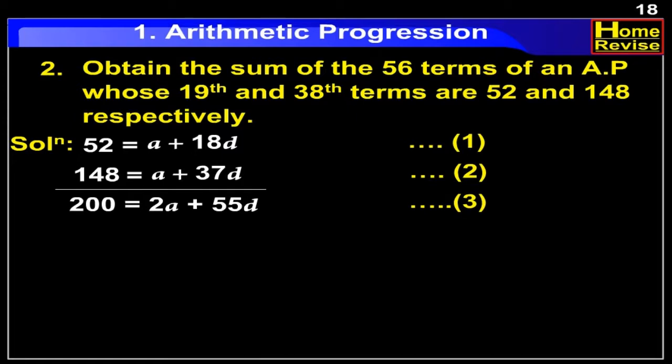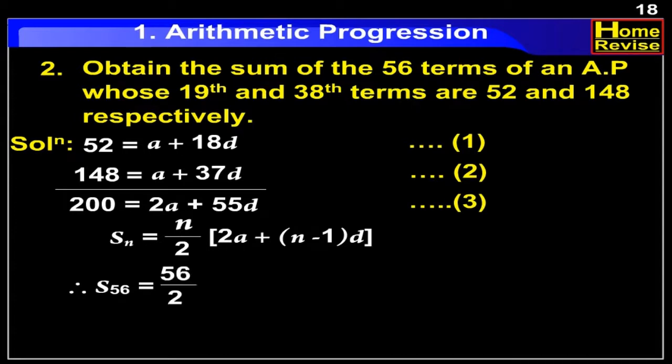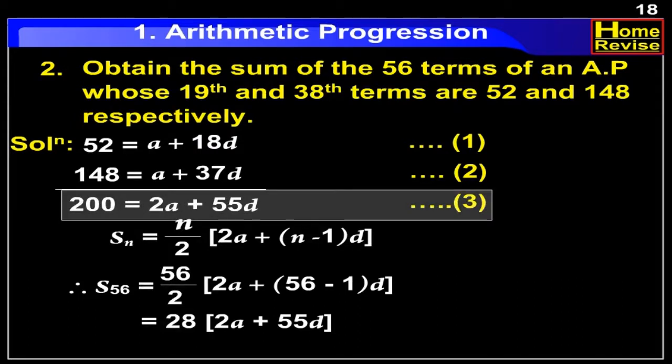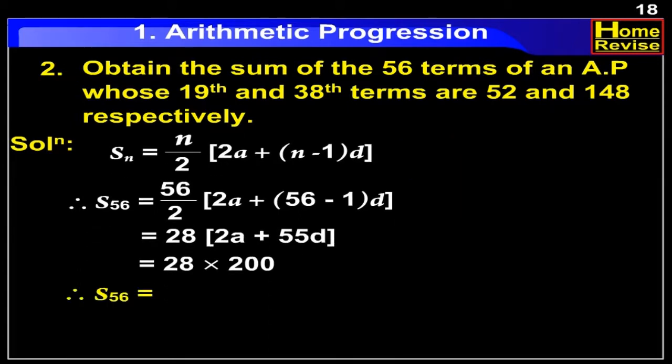Now, we also know that Sn is equal to n upon 2 into 2a plus n minus 1 into D. Therefore, S56 will be equal to 56 upon 2 into 2a plus 56 minus 1 into D, which is equal to 28 into 2a plus 55d. Now substituting the value of 2a plus 55d from equation 3, we have S56 is equal to 28 into 200. Therefore, S56 is equal to 5600.